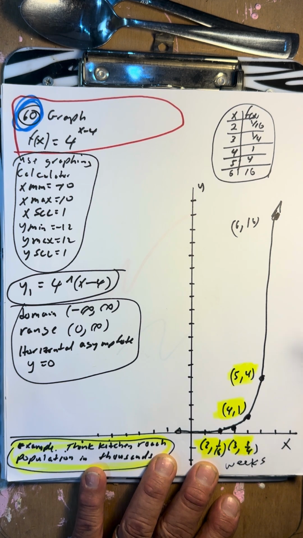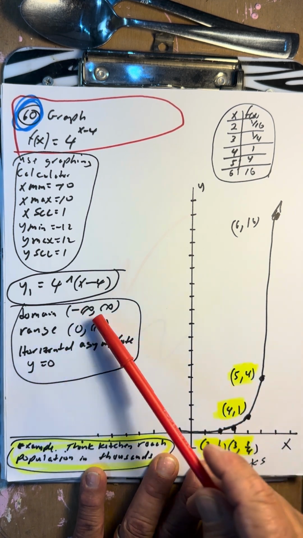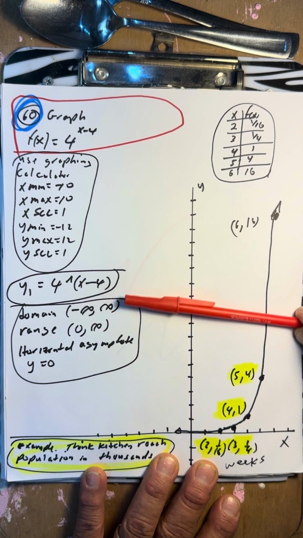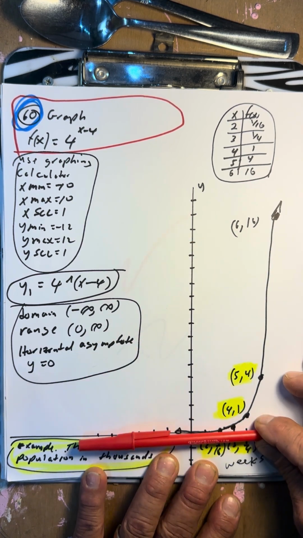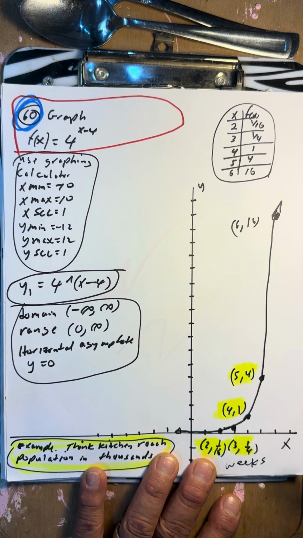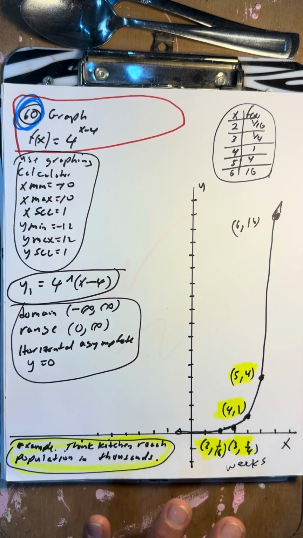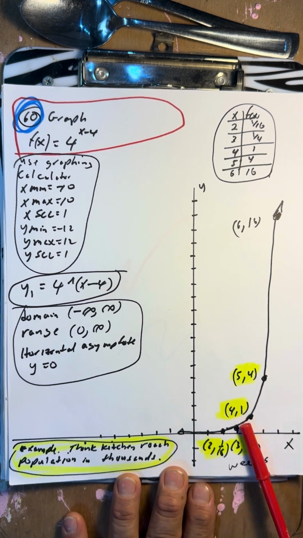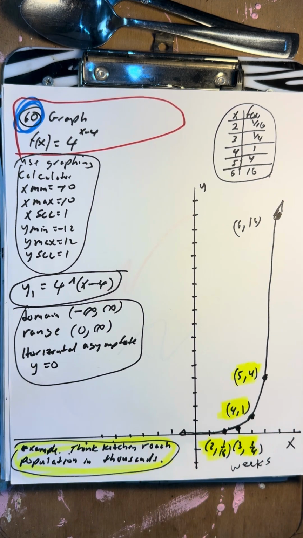The domain is all real numbers, and the range is from 0 up, more than 0. There's a horizontal asymptote right here, at 0. Think of it like this, in weeks. Think of the kitchen roach population in thousands in your house. 1 week, 2 weeks, 3 weeks, 4 weeks go by. There's more. Yeah, think about it.